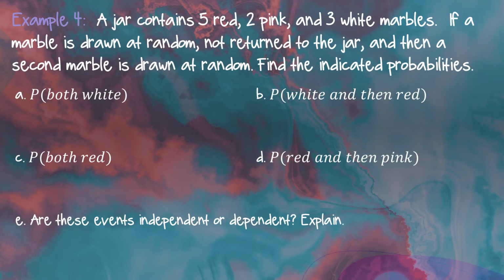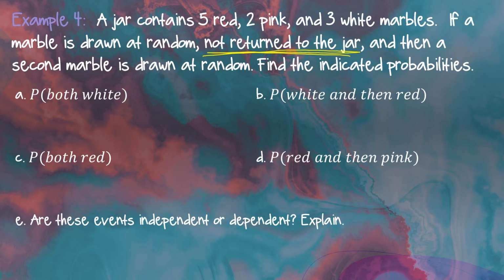Okay, so you might be reading this saying this is the exact same problem, but it's not. A jar contains 5 red, 2 pink, 3 white. If the marble is drawn at random, not returned to the jar, then the second marble is drawn at random, find the indicated probabilities.